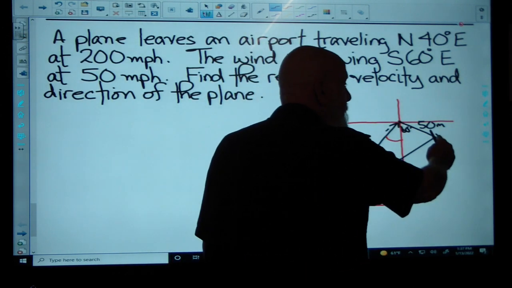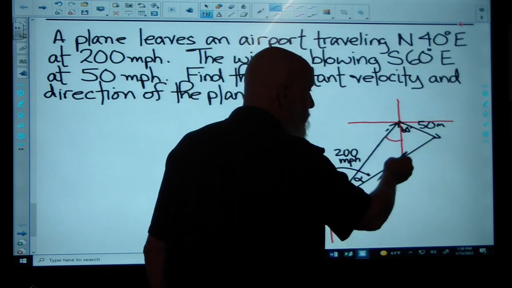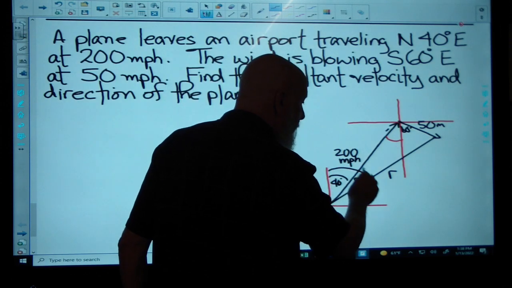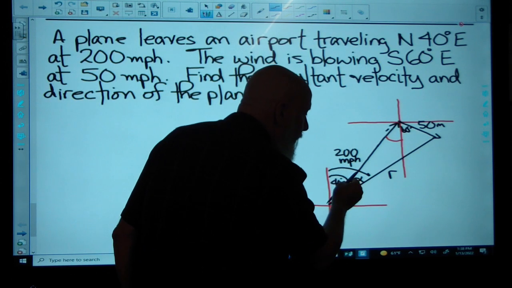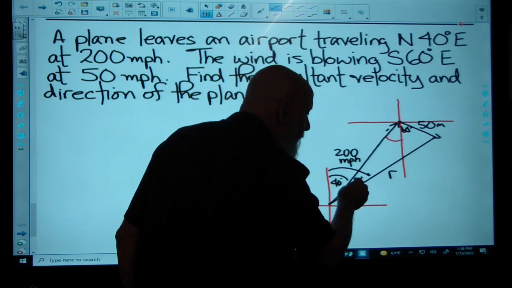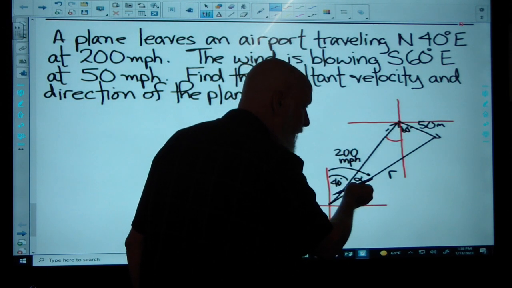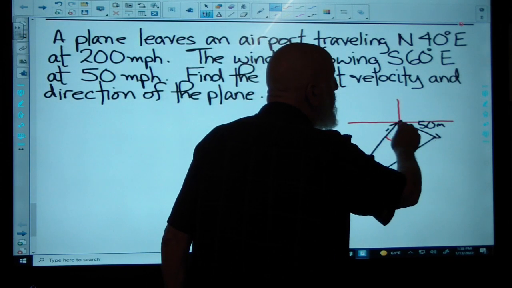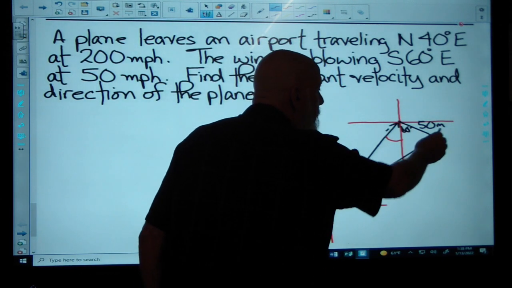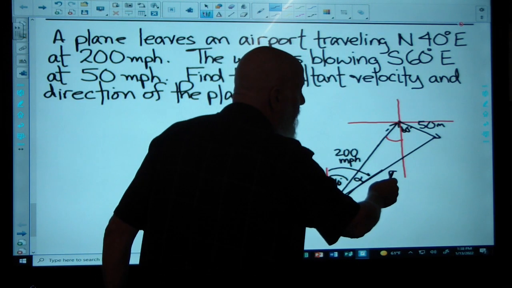It's made the vector a little bit longer, so the plane is sped up, and it's changed the direction a little bit. Instead of having a direction of north 40 degrees, it's now north 40 degrees plus alpha. So I'm going to find alpha, add that to 40, and that'll be my new direction, north 40 plus alpha degrees east. And my new magnitude I'm going to find using the law of cosines. So here we go, I'll find the magnitude first.